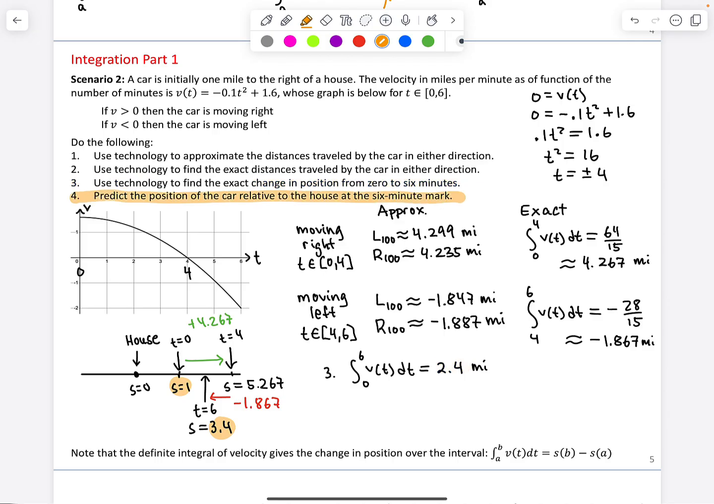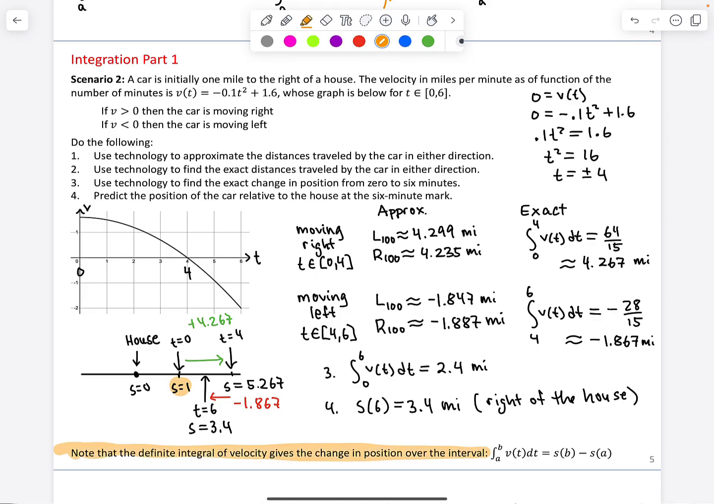So this 2.4 is a change in position, putting us at a new position of 3.4. And then predict the position of the car relative to the house at the 6-minute mark. Well, we've kept track of that as we've gone. So we would say that S of 6 minutes, meaning what is the position at the 6-minute mark, will be 3.4 miles, meaning that we are right of the house. A negative value of S, which is possible, would mean we're to the left of the house. Perhaps at a later time, that would be the case.